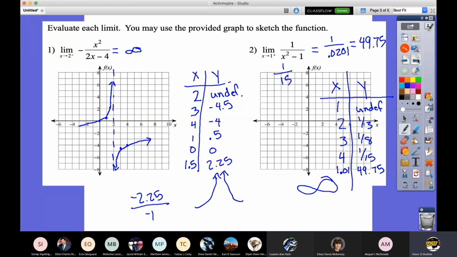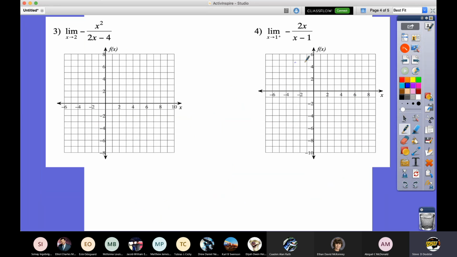All right. Now, this is the exact same graph as we had for number 1. So let me put this on here really quick. And what we basically found out was this is going to shoot up like this, and this is going to shoot down like this. All right. Now, this says we need to evaluate it from both sides. Well, when they're going in opposite directions like that, this is going to be a does not exist.